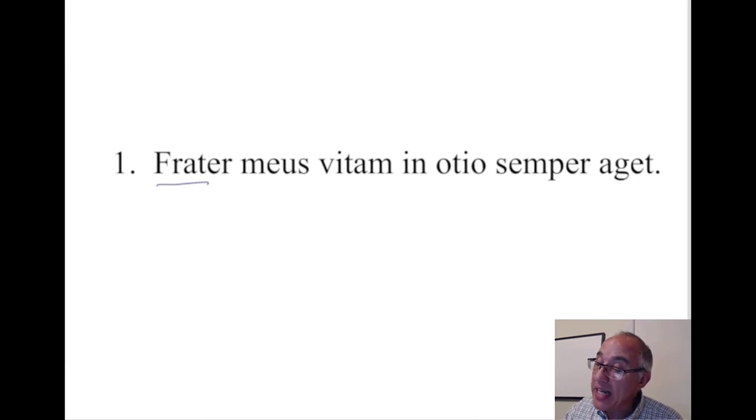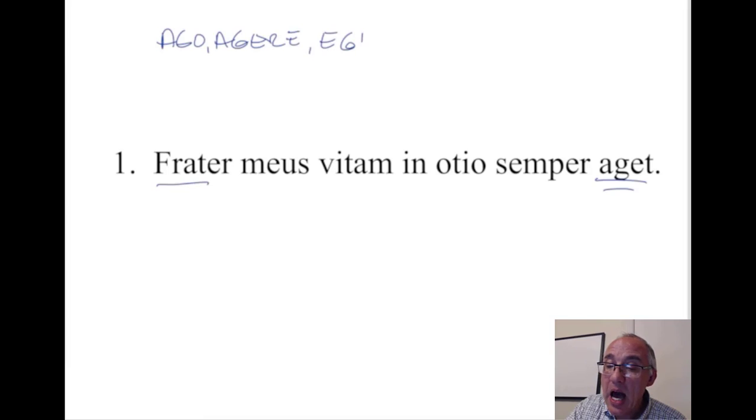Frater is the subject, aget is the verb. Aget, let's look at the verb. What does it come from? It comes from ago, agere, egi, actum. And it is a third conjugation verb, which means that E is a sign of the future. So it is the future.